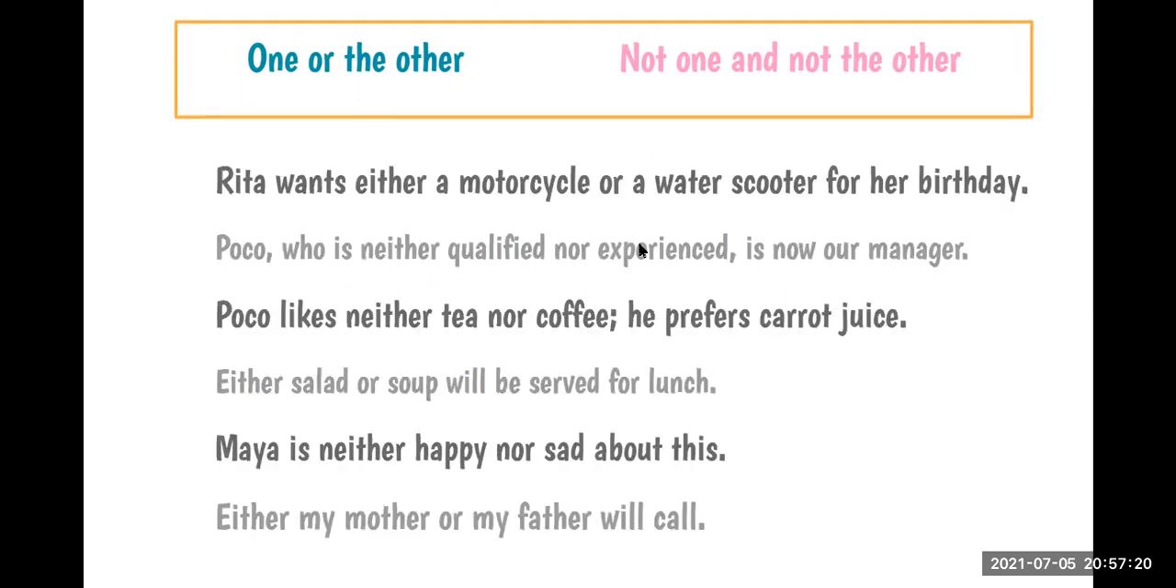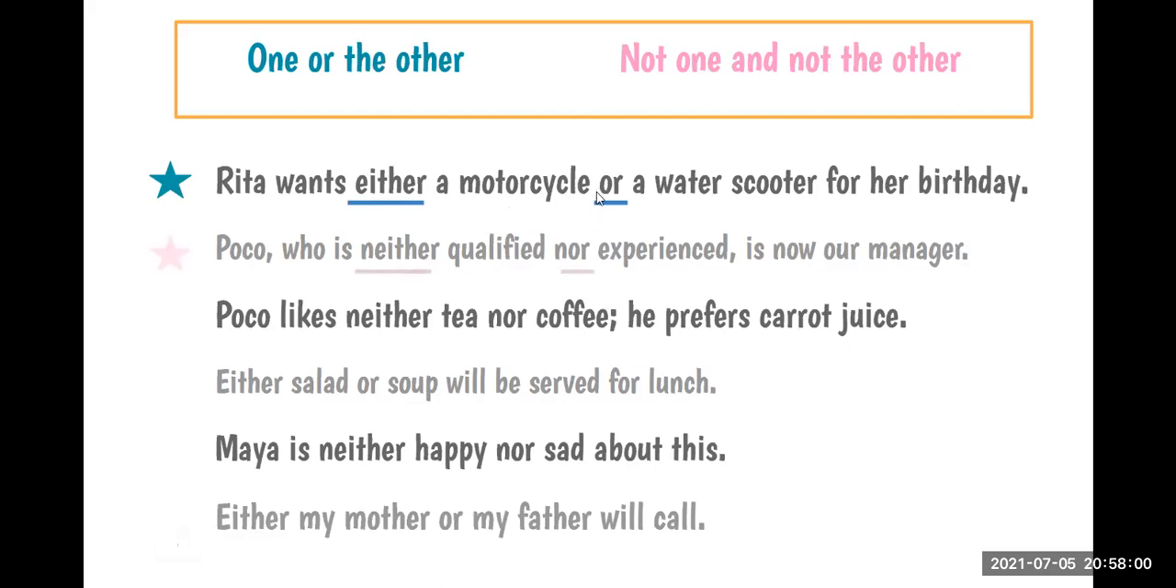So let's see here. Here we have some sentences. We are going to read all of them, and you have to tell me which of them are we using, one or the other, or not one and not the other. For example, number one: Rita wants either a motorcycle or a water scooter for her birthday. So what do you think? In this sentence, are we using one or the other, or not one and not the other? One or the other, right? So as you can see, we have either/or, right?